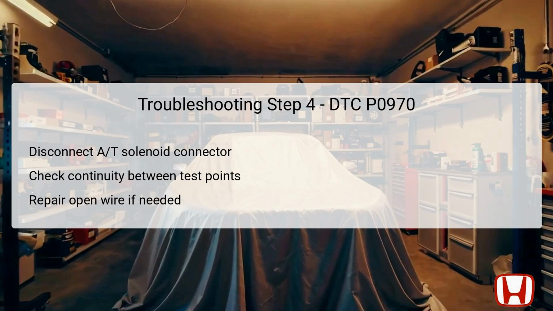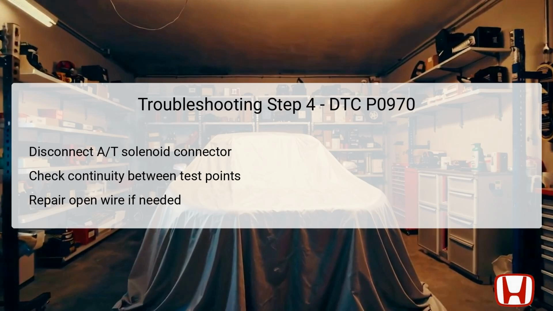Continuing with the diagnostic process, this fourth step requires you again to disconnect the AT clutch pressure control solenoid valve C2P connector. As established previously, it's vital to perform this whilst ensuring the vehicle is off/lock to maintain safety during the testing process. You will check for continuity between test points, specifically between the AT clutch pressure control solenoid valve C2P connector, terminal number 2, and the PCM connector B51P, terminal number 8.